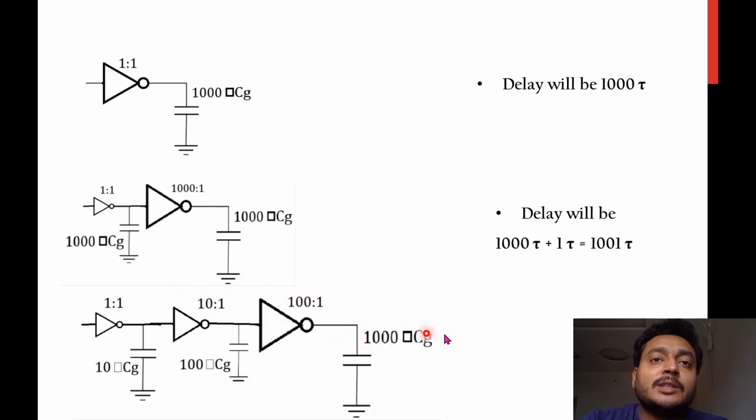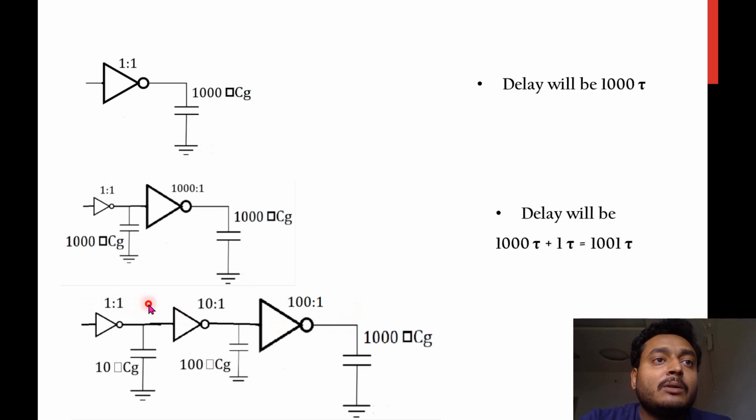So you're having 1000 Cg here, and the ratio is 100 to 1. So you're going to get resistance of 1 by 100 times the sheet resistance. That means 1 by 100 into 1000 times Cg. So 1000 divided by 100, you're going to get 10 times Rs into Cg. So again, you're going to get 10 tau.